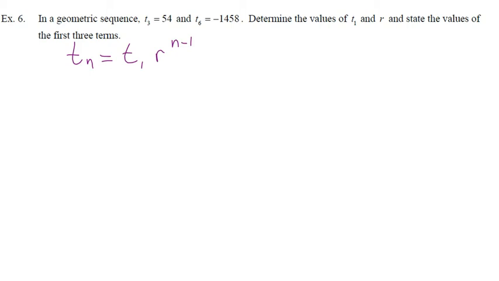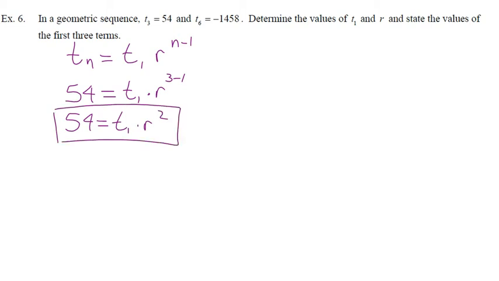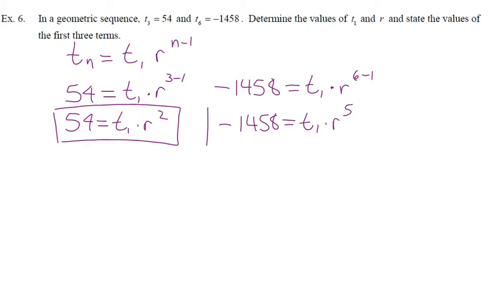We can fill in T3, right? So we could say 54 is equal to T1 times r to the what? Well, let's fill it in. 3 minus 1. So 54 is T1 times r squared. 1 equation. What's the other equation? Negative 1458 is equal to T1 times r to the 6 minus 1. Negative 1458 is equal to T1 times r to the 5th.